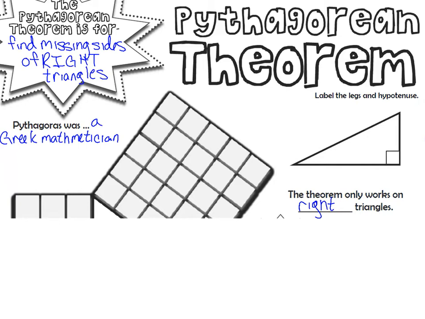So when we talk about right triangles, we talk about them with two labels. We talk about the legs of the triangle. The legs are the two sides that form the right angle. And we talk about our hypotenuse. And our hypotenuse is always directly across from our right angle.